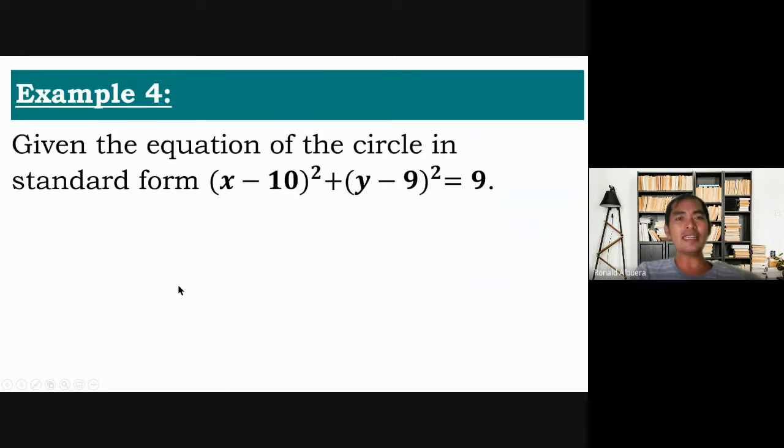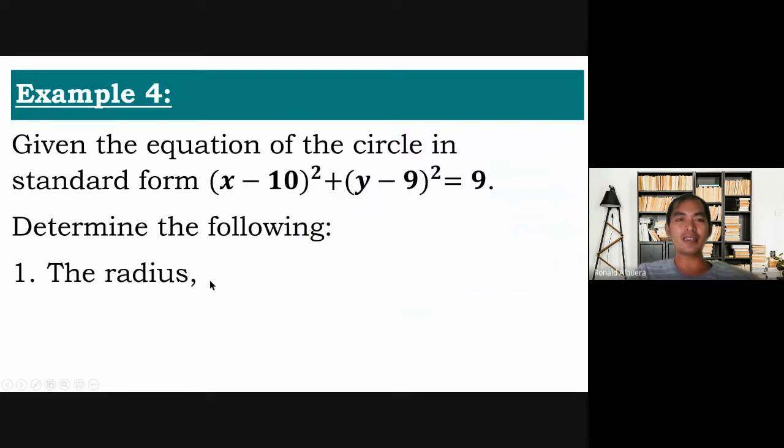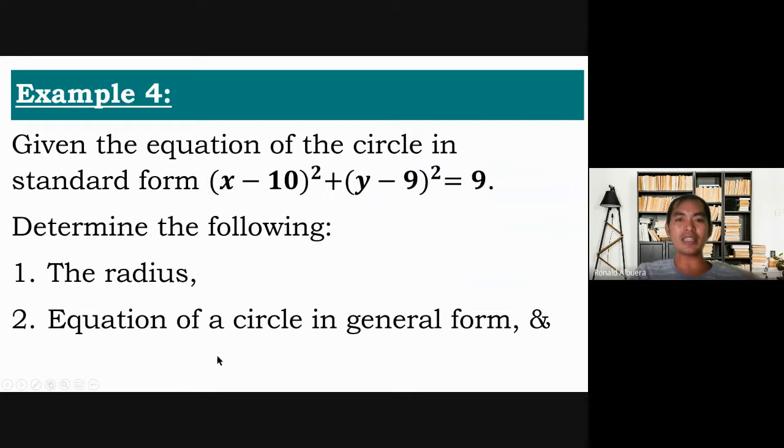Another example. Given the equation of the circle in standard form, this time the given is already in standard form. The square of x minus 10 plus the square of y minus 9 equals 9. Determine the following: the radius, the equation of the circle in general form, and the graph.